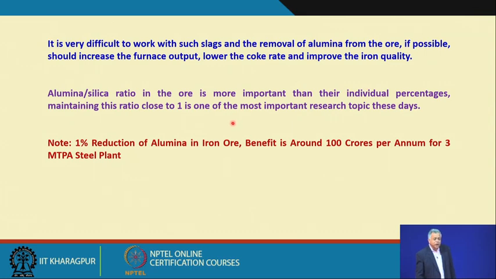It is not only the alumina or the silica, it is the alumina silica ratio in the ore that is more important than their individual percentages. Maintaining this ratio close to 1 is one of the most important research topics these days. That is, the client, the metallurgists, have imposed this restriction on you: it is not only the removal of alumina, you have to maintain a certain ratio of alumina to silica, and that should be close to 1.